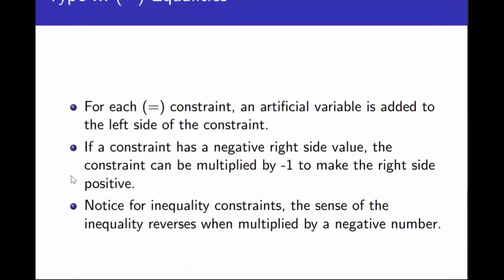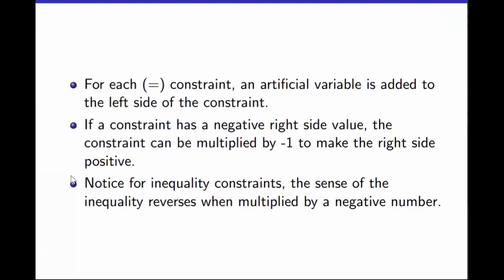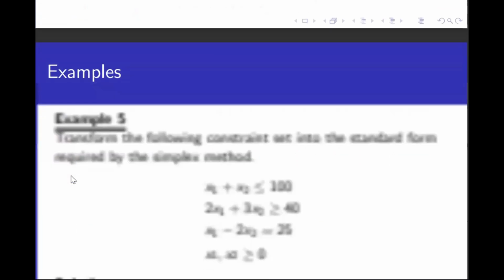For each equal constraint, an artificial variable is added to the left-hand side of the constraint. If a constraint has a negative right-side value, the constraint can be multiplied by -1 to make the right side positive. Notice, for inequality constraints, the sense of the inequality reverses when multiplied by a negative number.